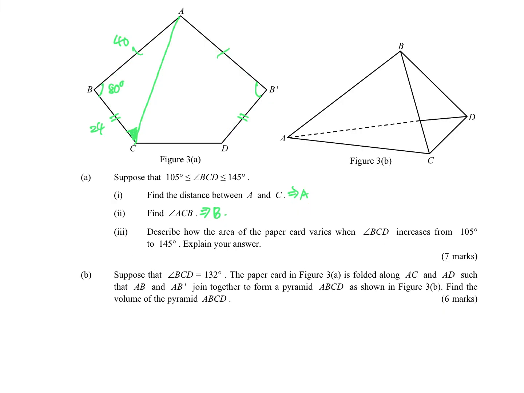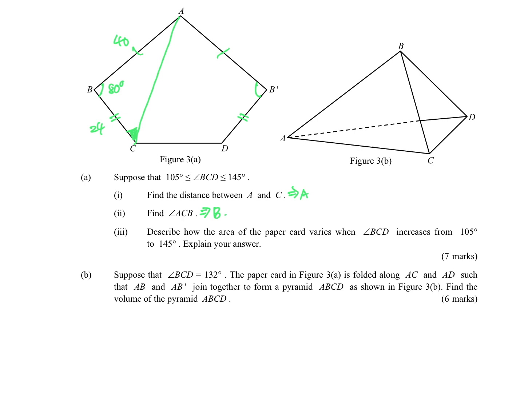So here comes our part B. Angle BCD equals 132, so within the range in part A. And then the paper cut is folded along AC and AD such that AB and AB prime join together to form a pyramid. So find the volume of the pyramid.